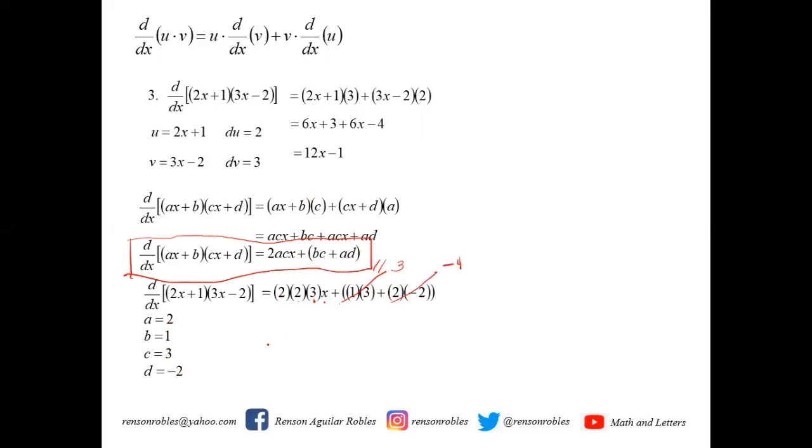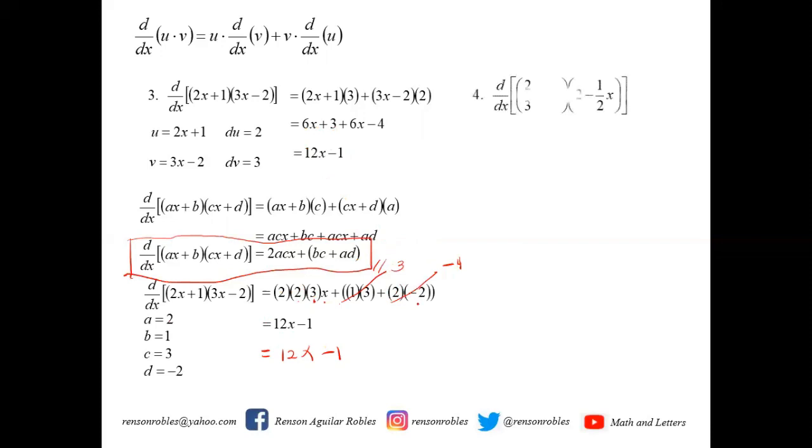And then you shall have 2 times 2 times 3, that's 12x. And then 3 minus 4 is negative 1. So we shall have 12x minus 1, which is the same answer as when we use the theorems of differentiation.